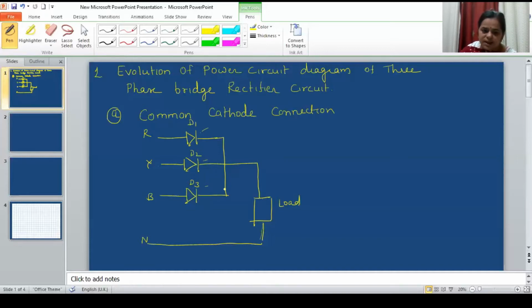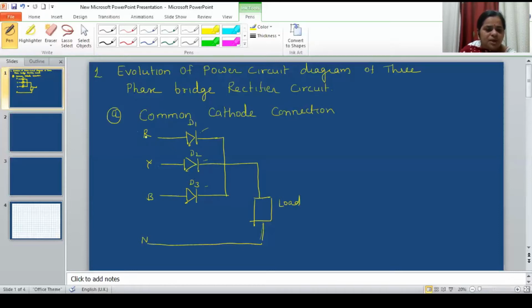Now, when we connect the diodes in this particular fashion, only that diode will be forward biased which is connected to the maximum positive supply, because the cathodes are at the same potential. So under the circumstances, only that diode will be forward biased which is connected to the maximum positive supply.